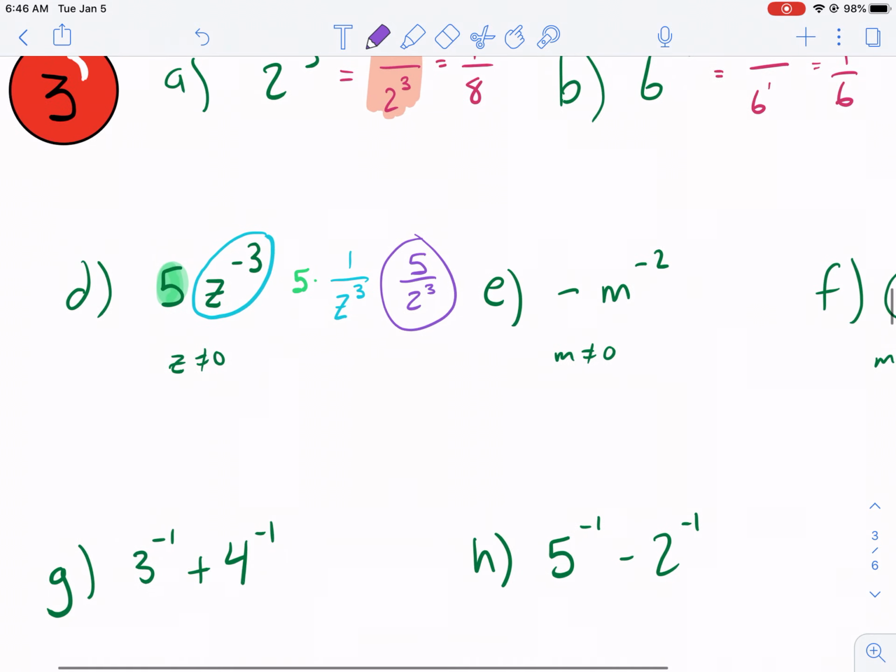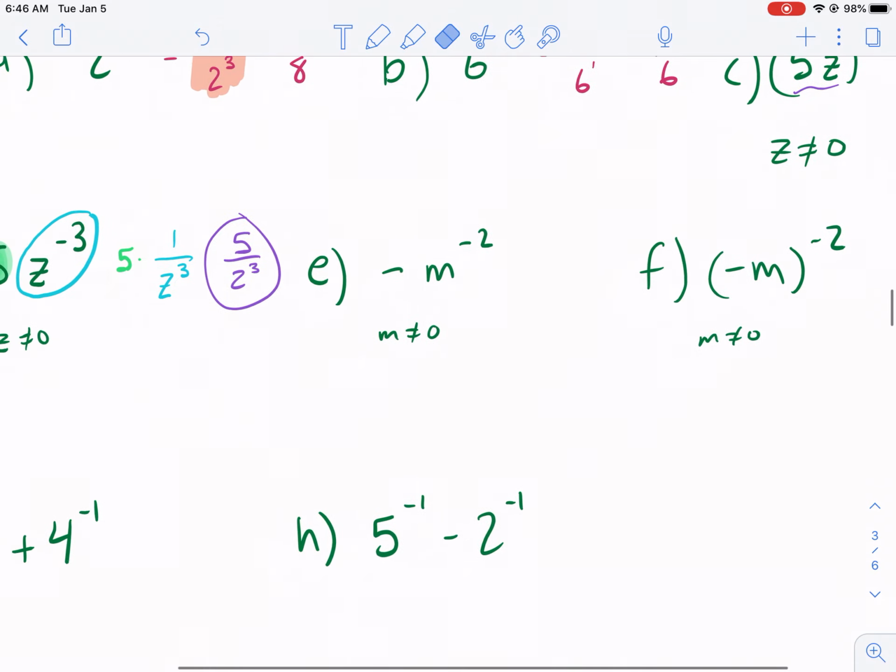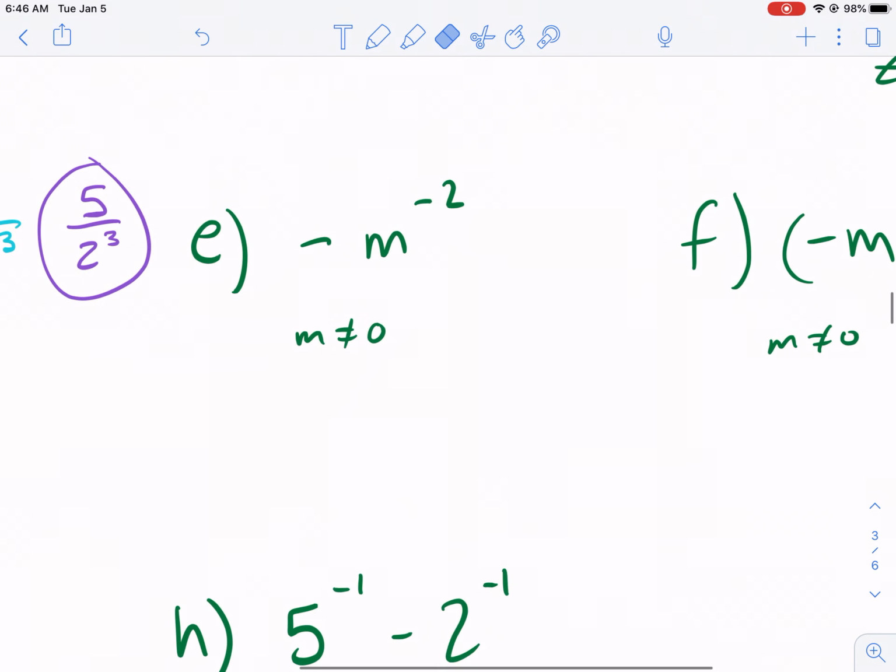You'll notice that there are these little disclaimers that it can't be equal to 0, because if we had, for example here, 5 times 0, that would be 0, and so it would change the value of the whole thing. So it can't be equal to 0. All right, here we go.